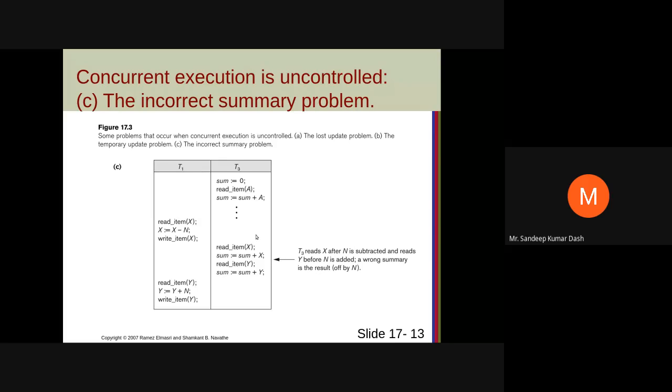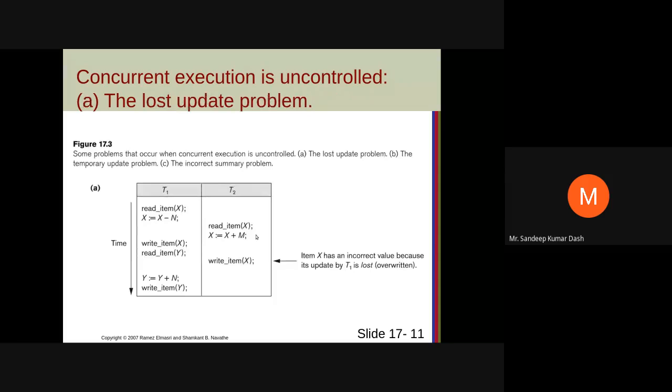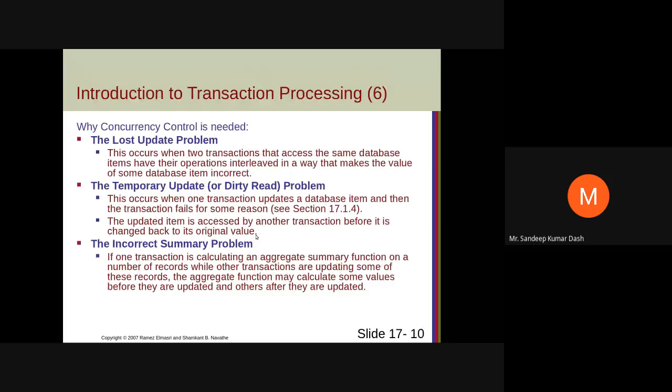Fine. Any doubt up to now? Concurrency control, why is it required? Because of these three problems, we need to control the concurrent access of data by two or three or more transactions.